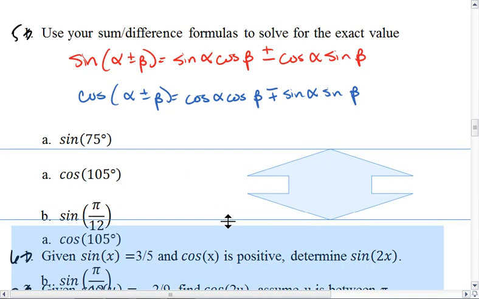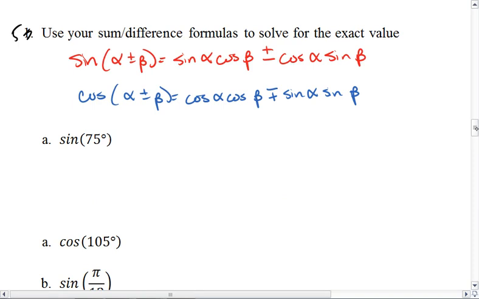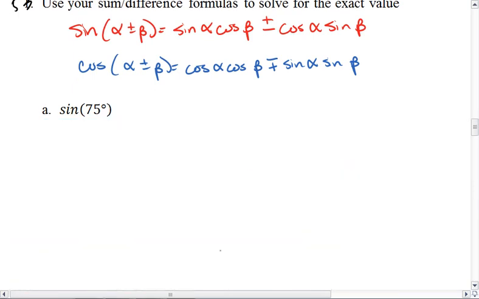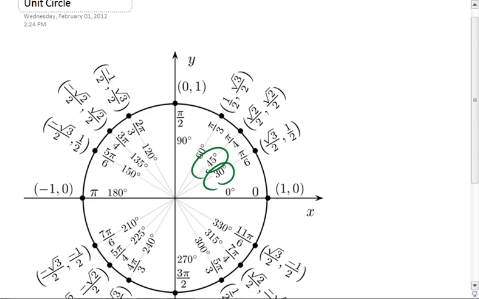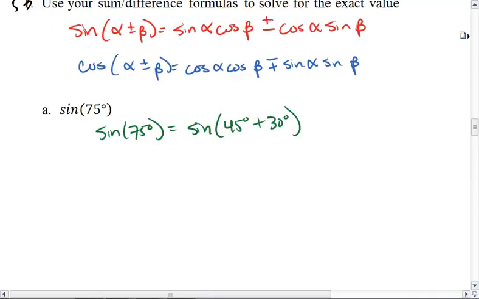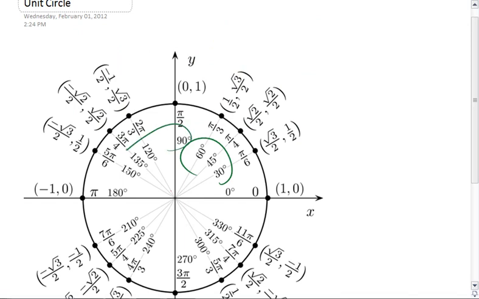Now let's look at these. For the first one, we have sine of 75. Sine of 75 can be broken down into sine of 45 degrees plus 30 degrees. The reason I use those two numbers is because if I go to my unit circle, I have both 30 and 45 on the unit circle. And we want to break it down into numbers that exist on our unit circle somewhere.